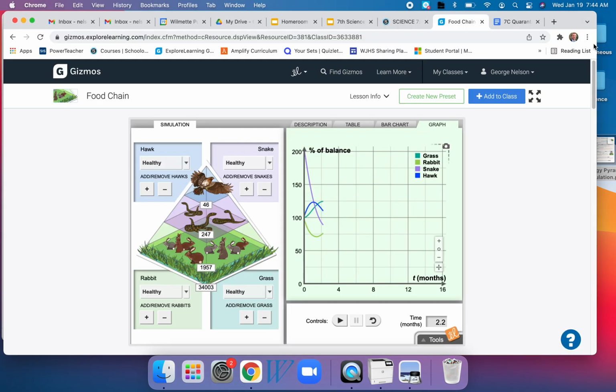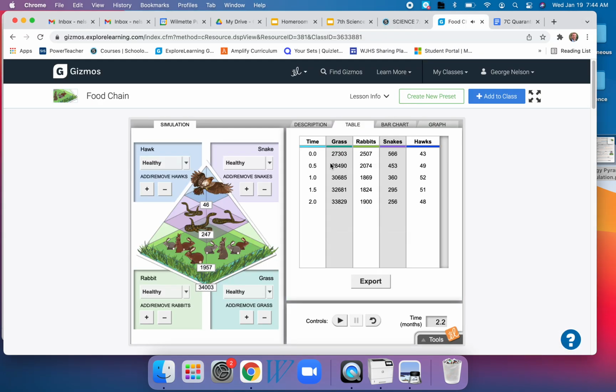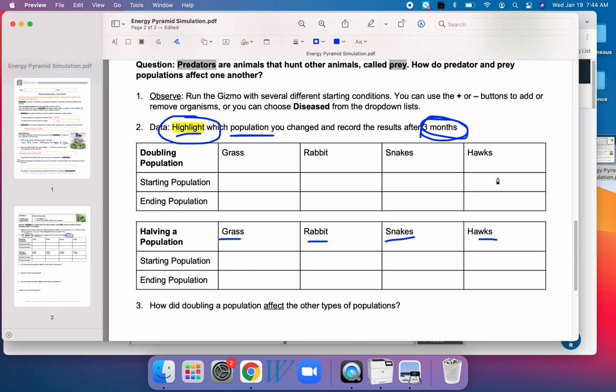That is it. So 3 months, and if you want to look at the table, it will also tell you how long, what the populations were. You can just use the table if you want to write that data in the worksheet. That is it. Please email if you have any questions or concerns.